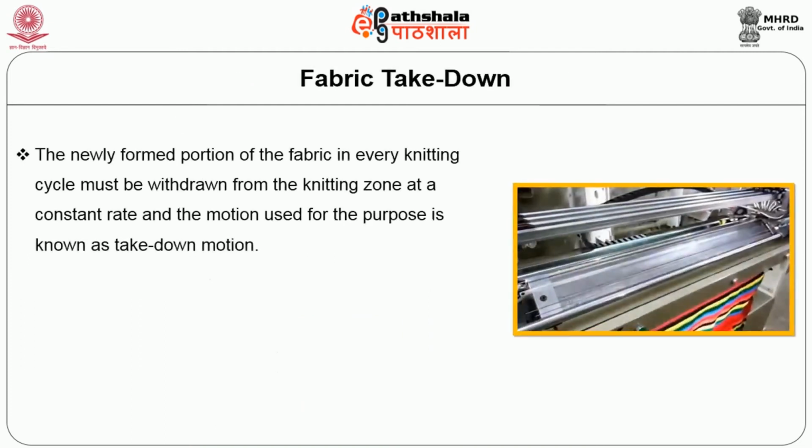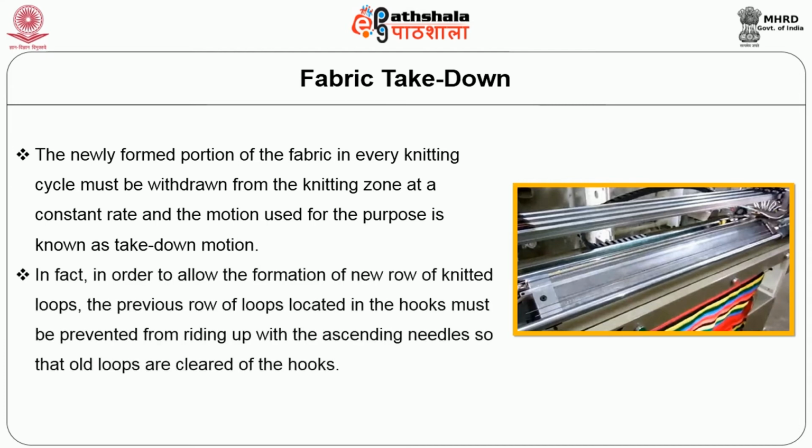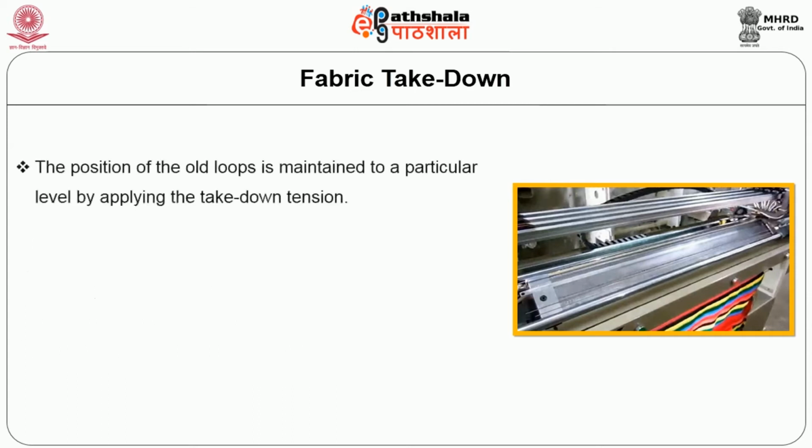Fabric takedown. The newly formed portion of fabric in every knitting cycle must be withdrawn from the knitting zone at constant rate, and the motion used for the purpose is known as takedown motion. In fact, in order to allow formation of new rows of knitted loops, the previous rows of knitted loops located in the hooks must be prevented from riding up with ascending needles so that old loops are cleared of the hook. The position of old loops is maintained at a particular level by applying takedown tension.